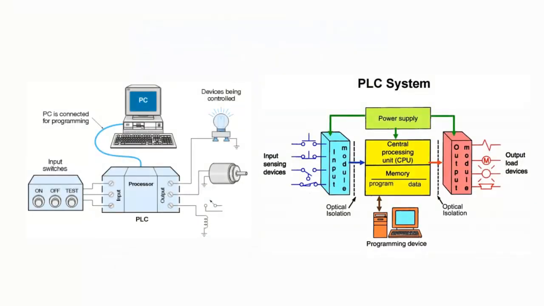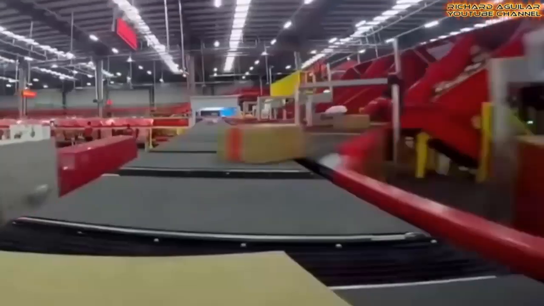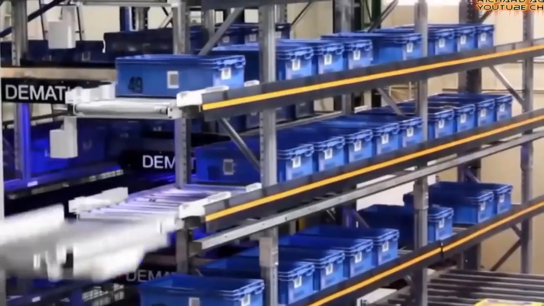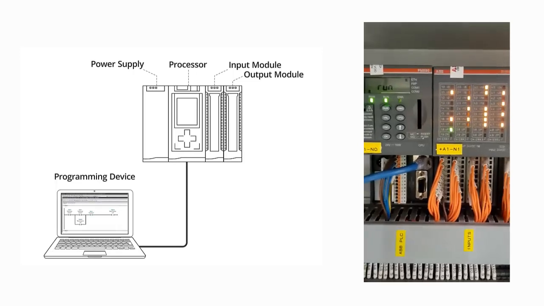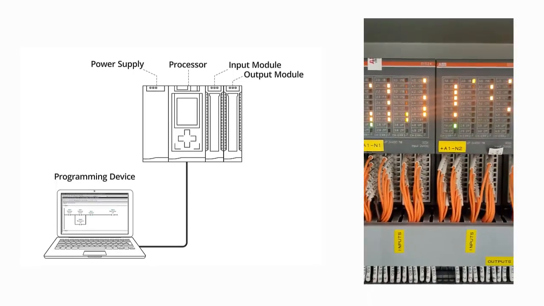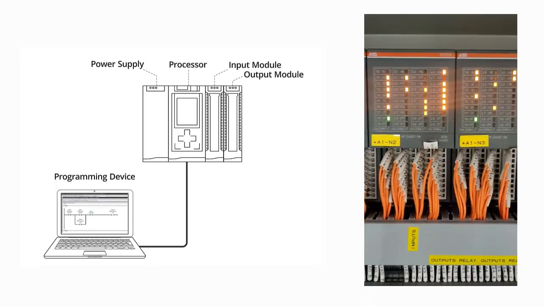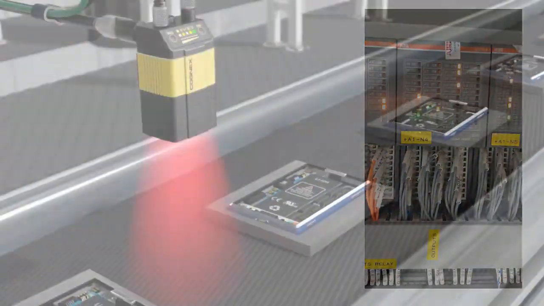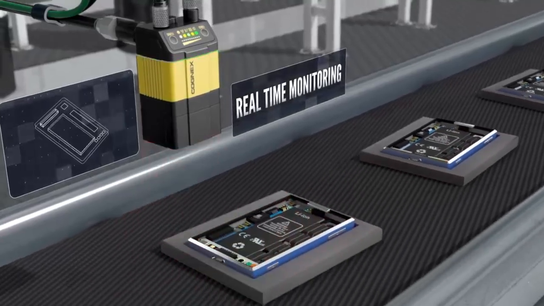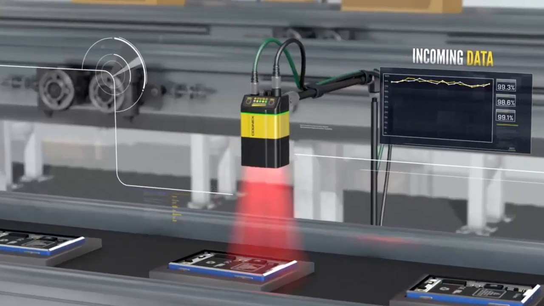A programmable logic controller, PLC, is a specialized digital computer used in industrial automation and control systems to perform a wide range of tasks. It is designed to monitor inputs, make decisions based on a program, and control outputs to automate and optimize processes in various industries such as manufacturing, power generation, automotive, and more.